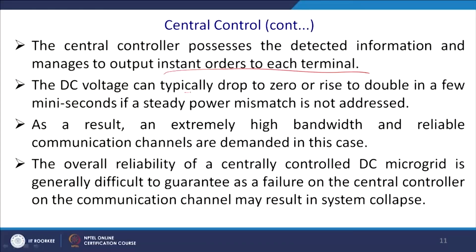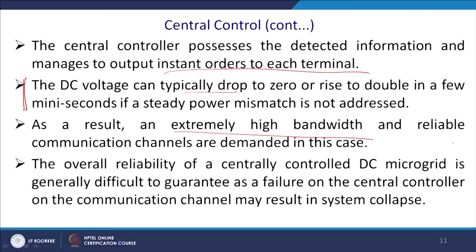The voltage can typically drop to 0 or rise to double in a few milliseconds in a steady state mismatch if it is not addressed. This is the severity. So, we have to keep in mind that it has to act very fast, because in the absence of inductance, which does not work since there is no frequency, transients will be very fast in the case of the DC. As a result, extremely high bandwidth and reliable communication channels are demanded in this case. That is what I was narrating.